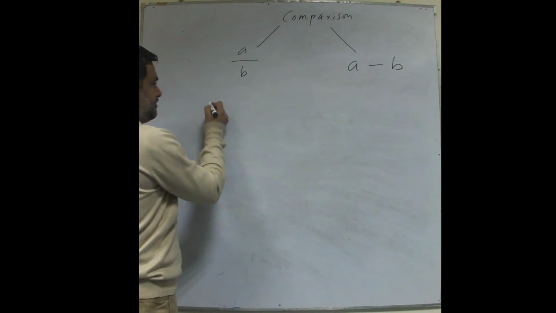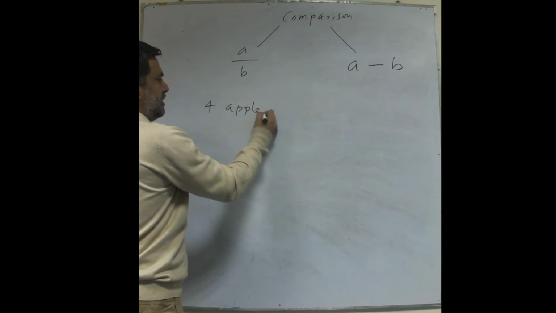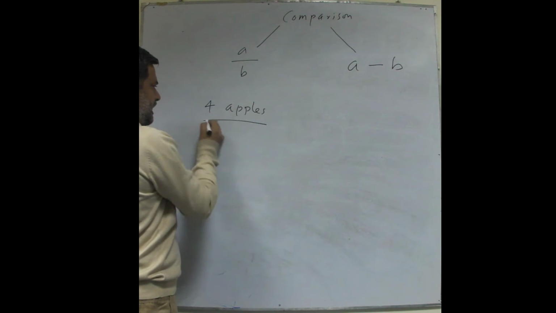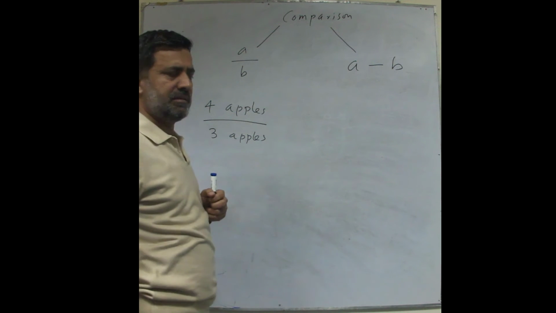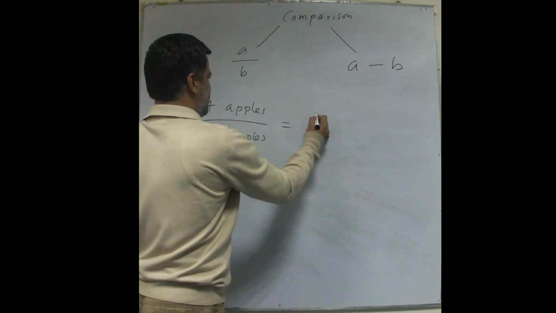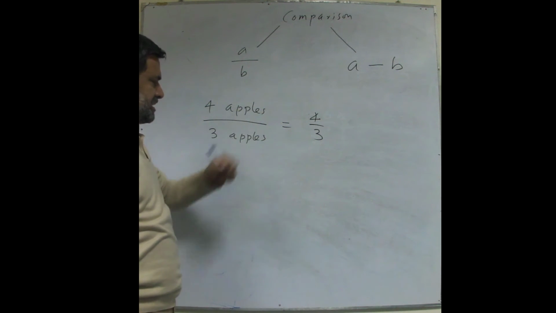Let's say I have 4 apples and I have 3 apples. Yeah? This is really easy, very easy, you just get 4/3. This was easy.